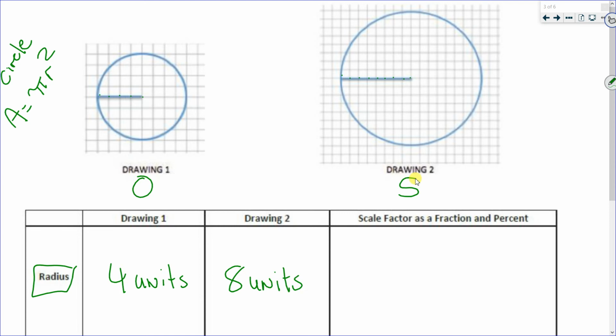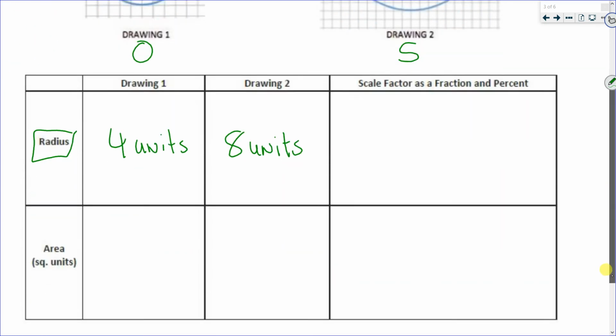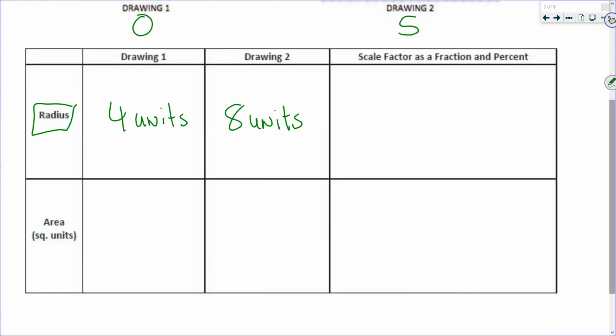Okay, so what's my scale factor? Since drawing 2 is obviously bigger than drawing 1, it's an enlargement. So that means my scale factor is going to be 8 over 4, which equals 2, which would be 200%. How did you find out it was 200%, Mr. Hale? Remember, all you got to do is take the scale factor and multiply it by 100 to find your percent. That's all we're doing.